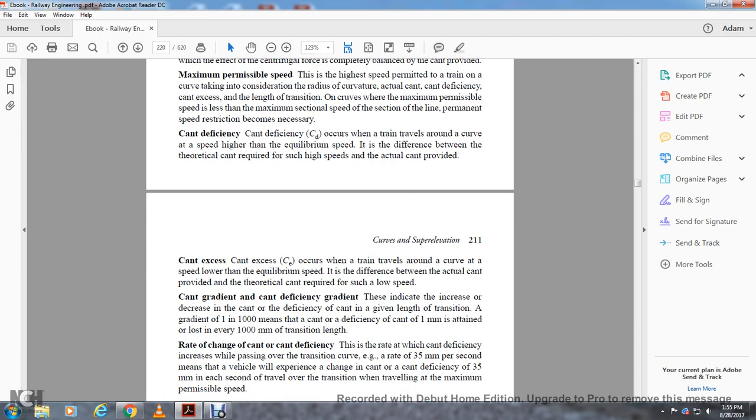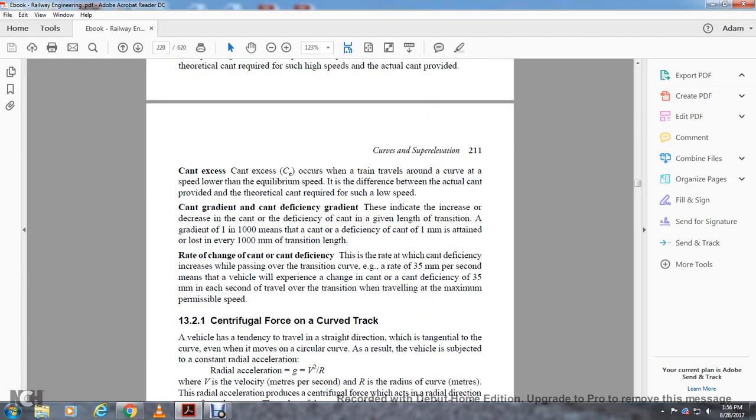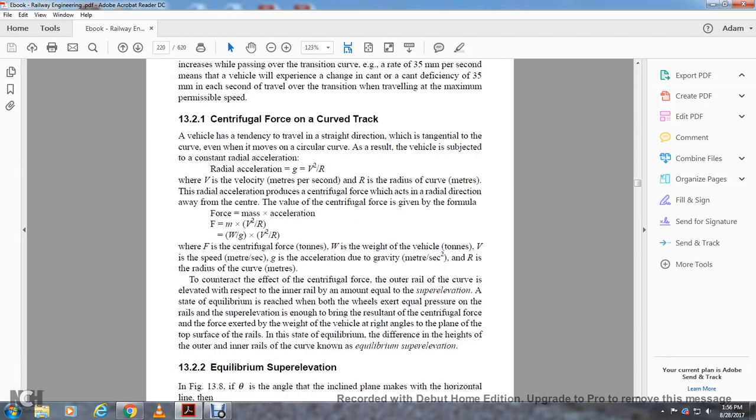The cant gradient and cant deficiency gradient indicate the increase in cant or in cant deficiency over a given length of transition. A gradient of 1 in 1,000 means that the cant deficiency is increased by 1 millimeter for every 1,000 millimeters of transition length. The rate of change of cant deficiency is the rate at which it changes while passing over the transition curve, for example 35 millimeters per second, meaning the vehicle experiences a change in cant deficiency of 35 millimeters each second while traveling at the maximum permissible speed.